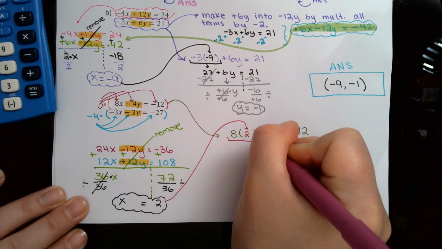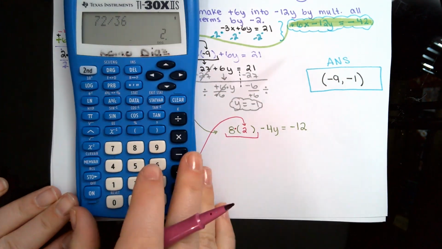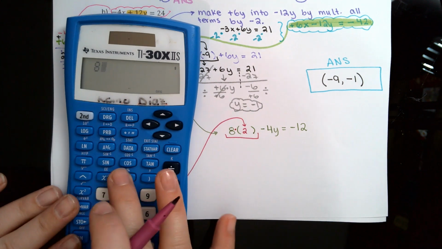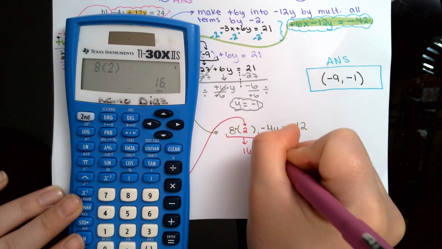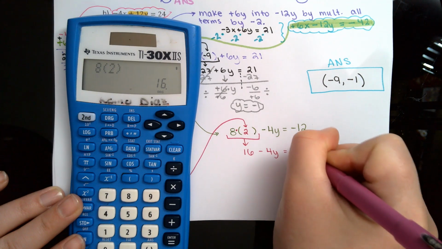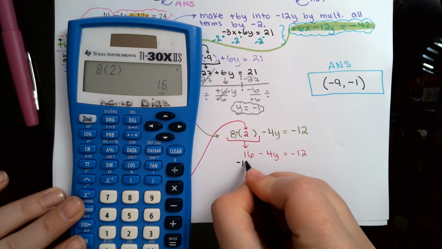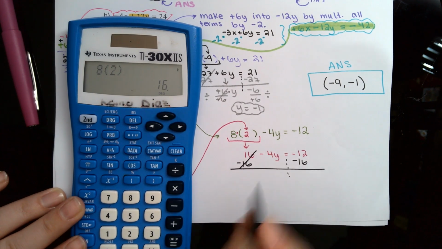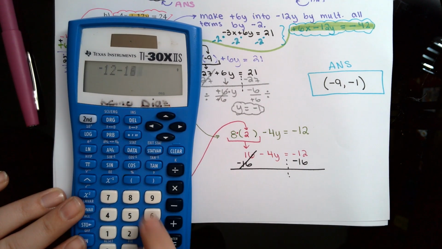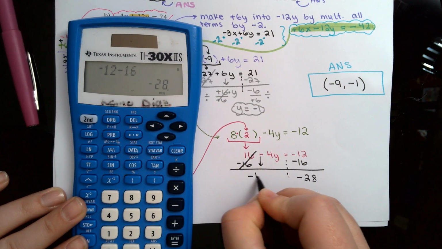And again, this is calculator or your brain. Remember, this is multiplication. If it helps, put in that multiplication dot. We got 8 open, 2, close it. So we got here 16 minus 4y is equal to a negative 12. So then I'm going to remove the 16, dotted line for balance. So we got negative 12 minus 16, we got negative 28. Bring down the negative 4 times y.